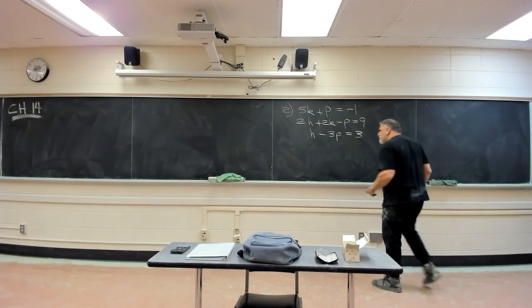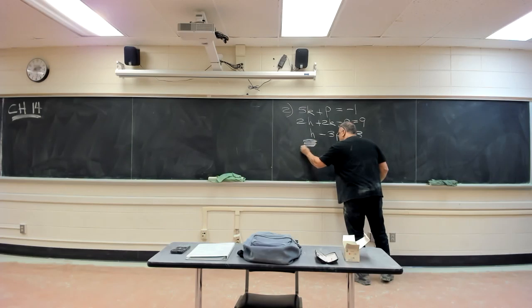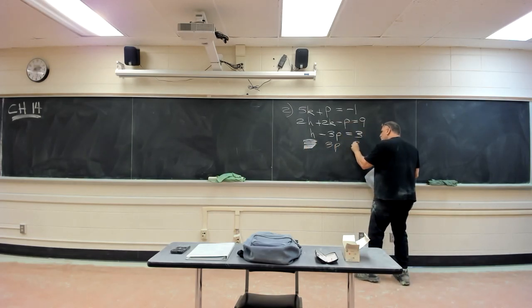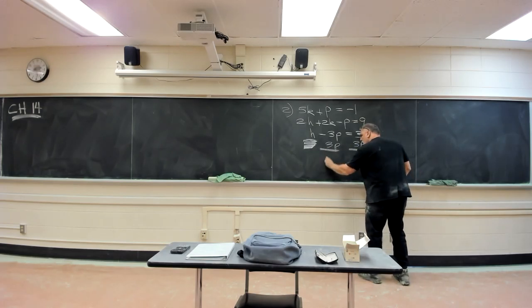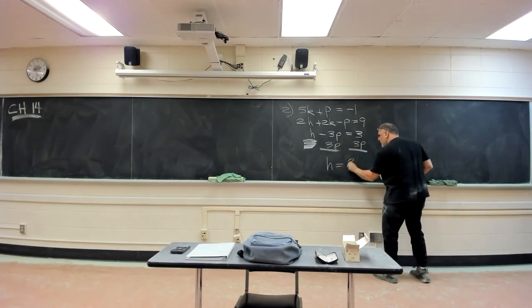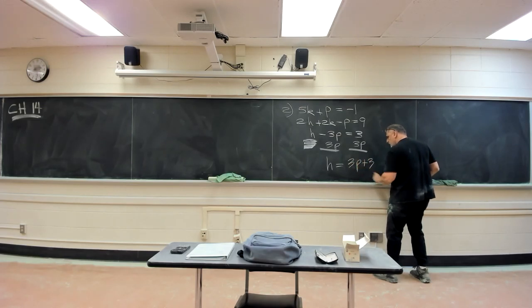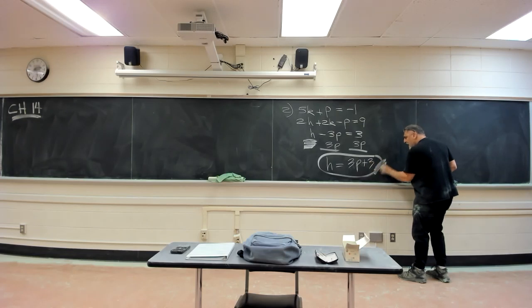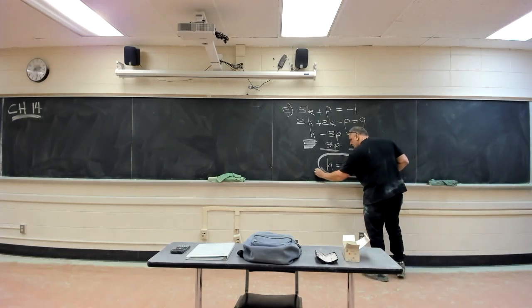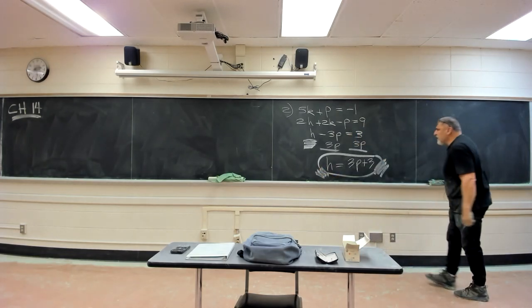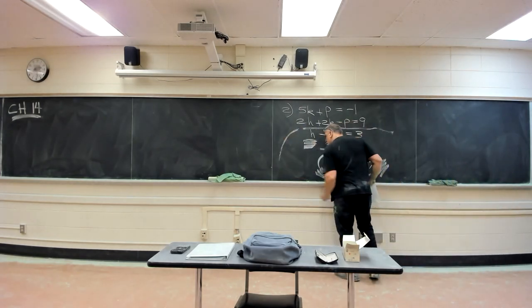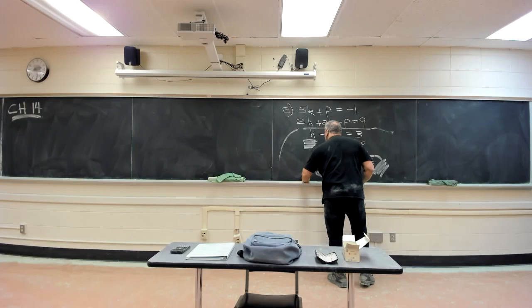Tell you what, this H all by itself is kind of neat. Let me add a 3P on each side and see what happens. You end up getting H is equal to 3P plus 3. For the record, I'd like to hold on to that. I'd like to say, okay, you know what? I think that's all right. H equals 3P plus 3.